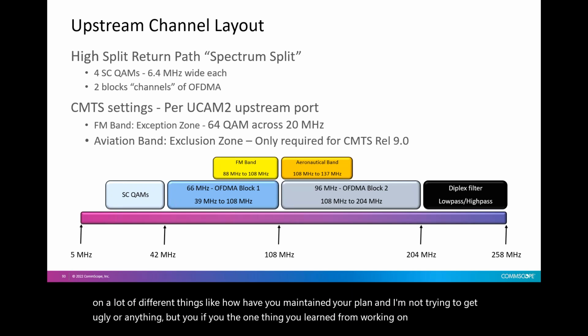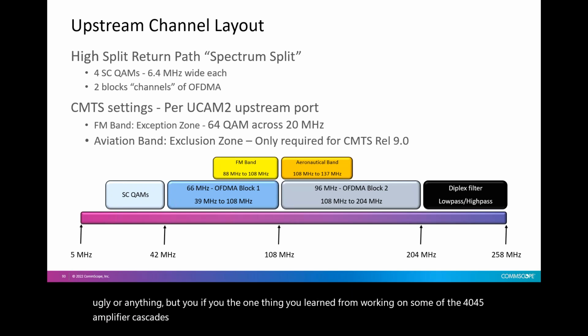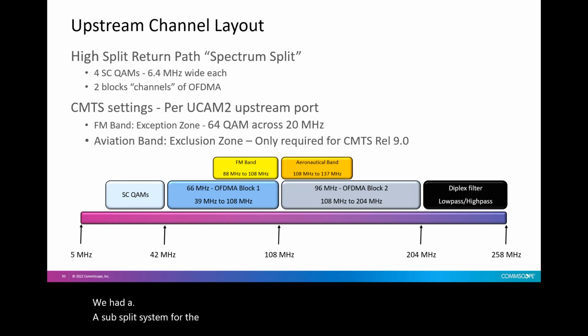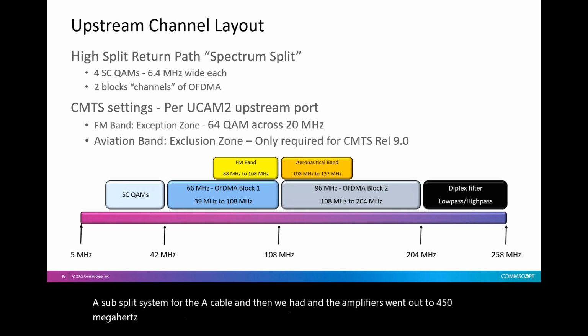I'm not trying to get ugly or anything, but the one thing you learn from working on some of the 40, 45 amplifier cascades. I worked at Cox back in the early 80s, and we had a sub-split system for the A cable, and the amplifiers went out to 450 megahertz, and the amplifiers on the B cable went up to basically channel 7 or 8, right around 174 megahertz, 175.25.